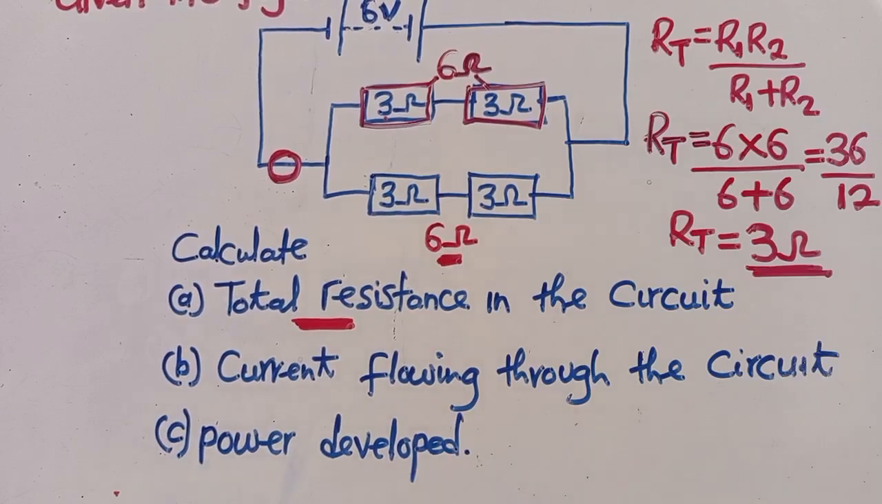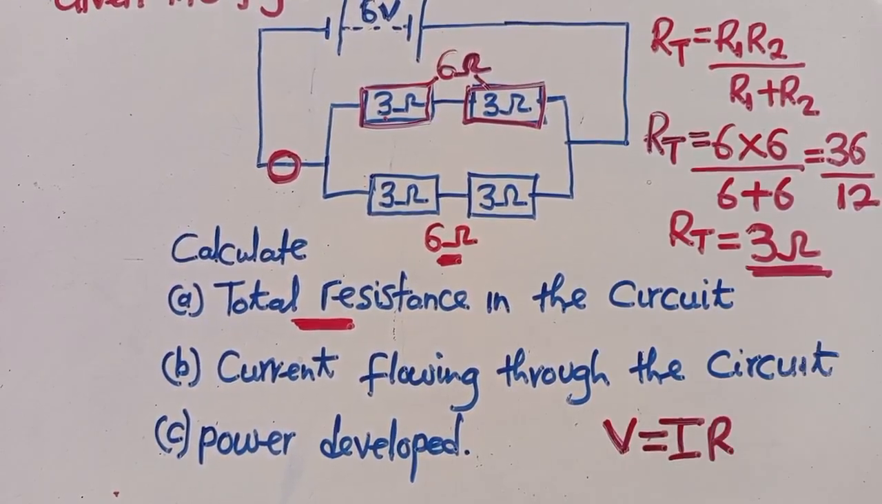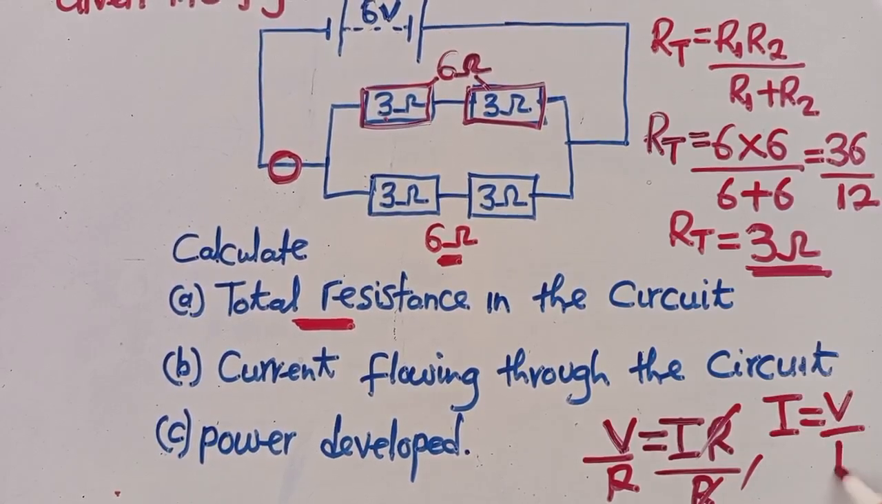Let us proceed to the next question: current flowing through the circuit. I want to calculate the current that is in the circuit. There is a formula you need to know: voltage is equal to current times resistance. This is a formula that most of you know. If you divide by R there, you also divide by R there, and this and this will be cancelled. You are going to have current is equal to voltage over resistance.